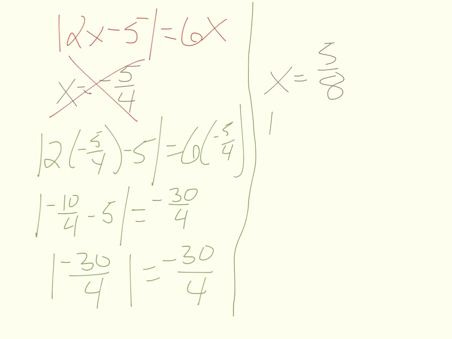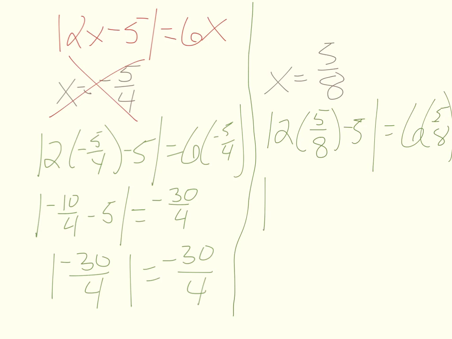Now the absolute value of 2 times 5 over 8 minus 5. Does that equal 6 times 5 over 8? It's going to look sloppy. Again, I'm just going straight across. Absolute value of 10 over 8. 5 becomes 40 over 8.